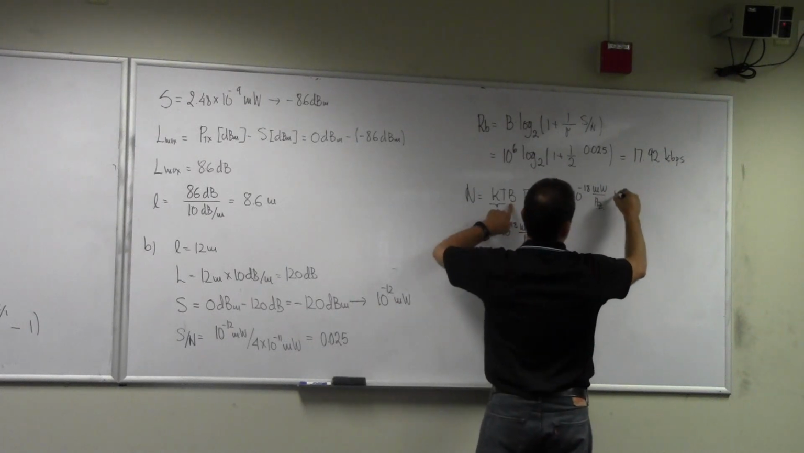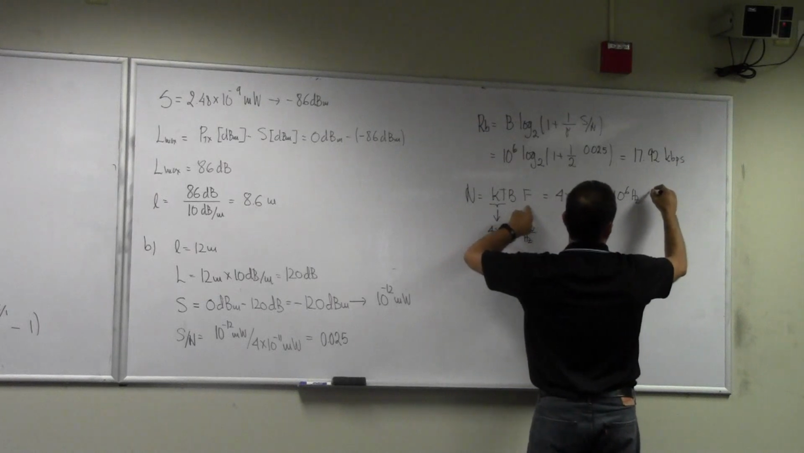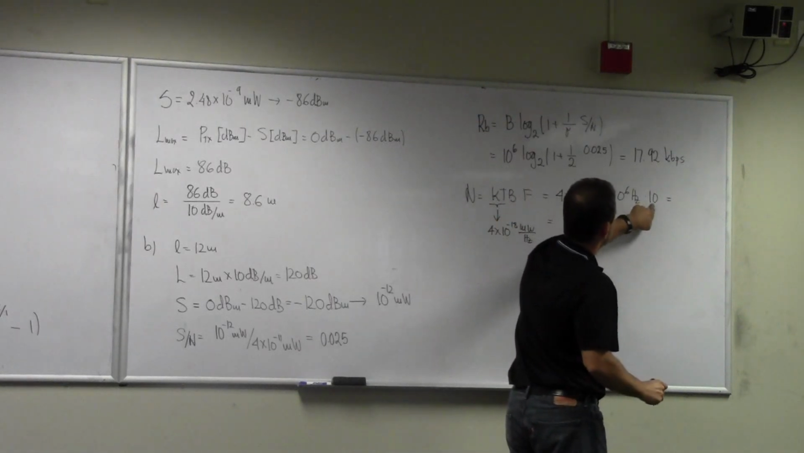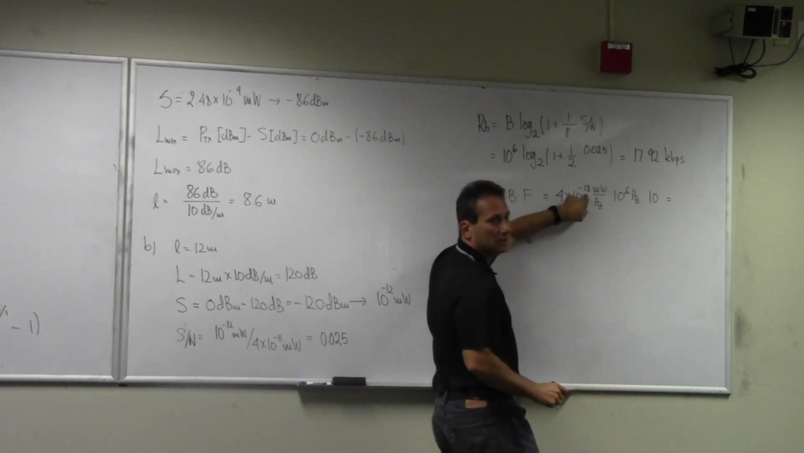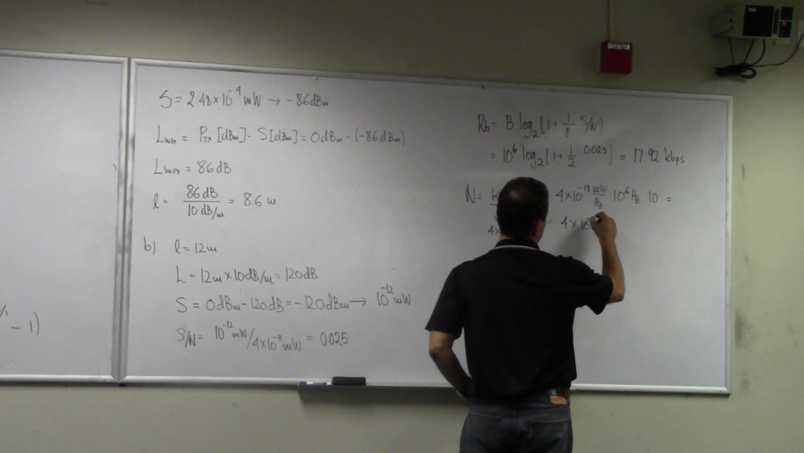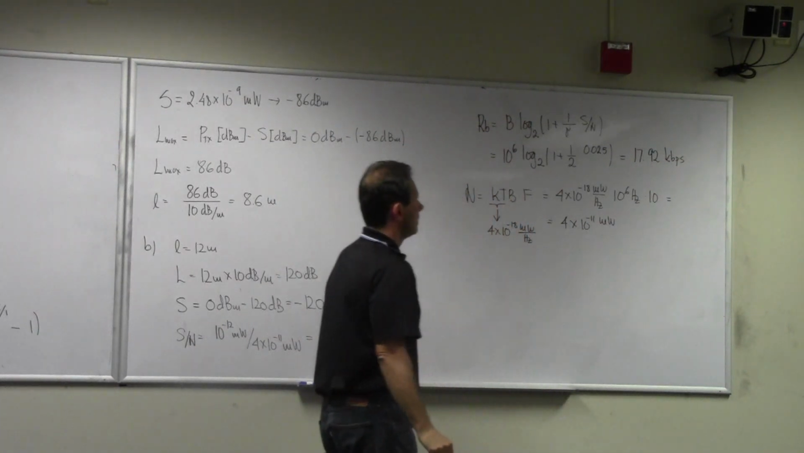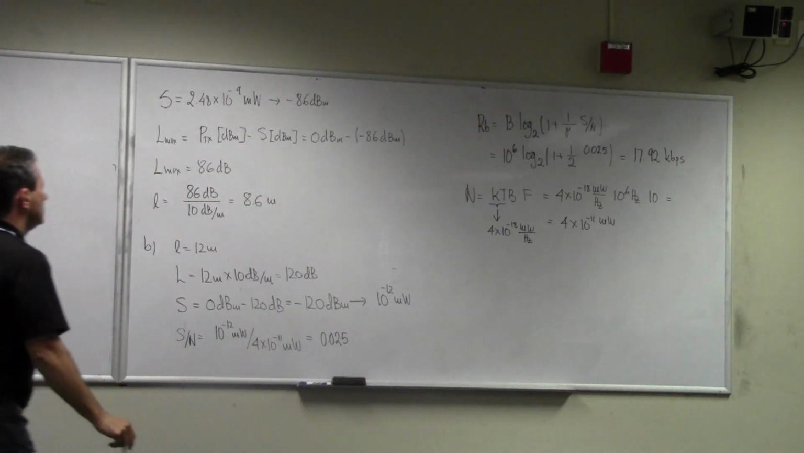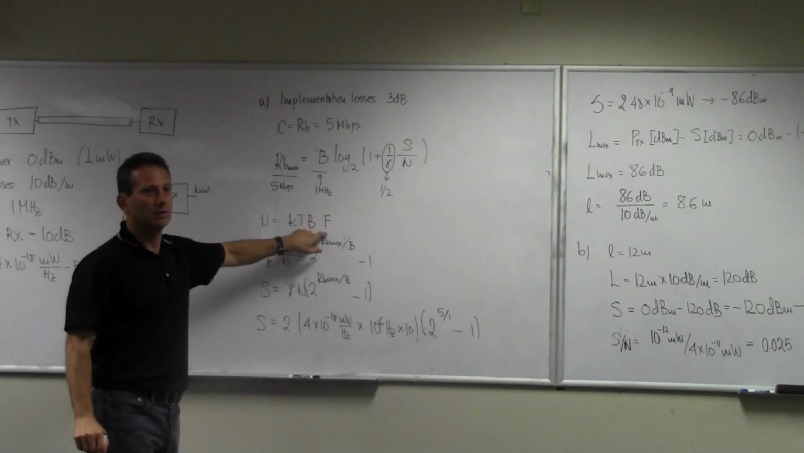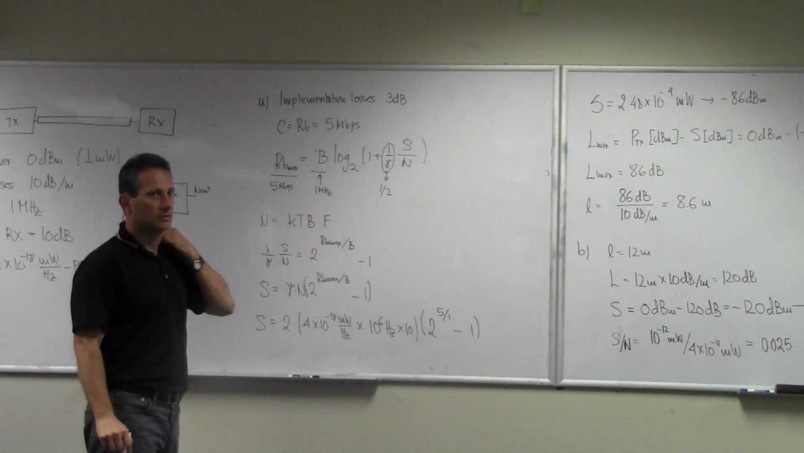Your bandwidth is 10 to the 6 hertz, and your noise figure is 10. So 6 plus 1 is 7, minus 18 is minus 11. So this is 4 times 10 to the minus 11. The noise figure is in dB, right? Correct. The noise figure is in dB, but we are not confused because we know how to convert it to linear. So 10 dB is 10. Right, so it's the same.